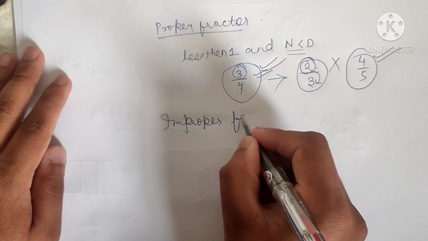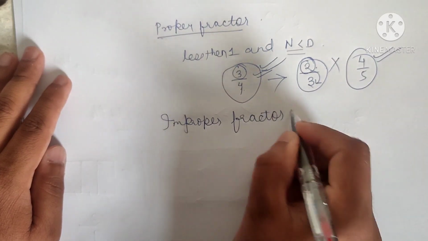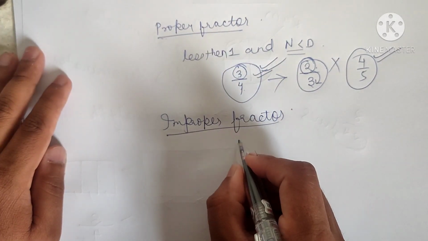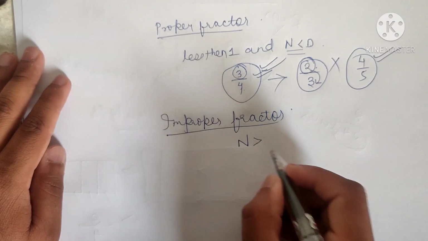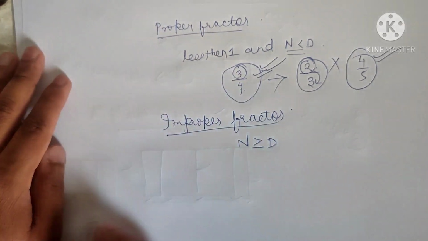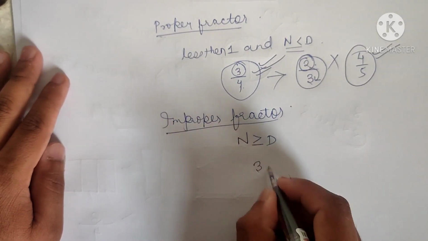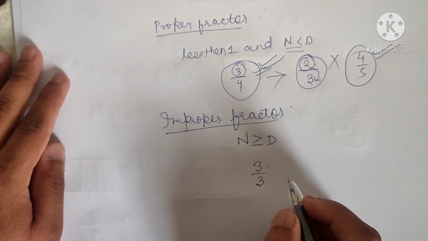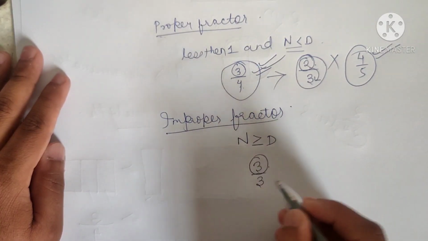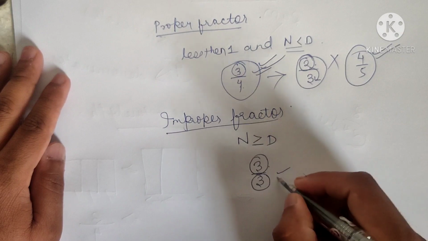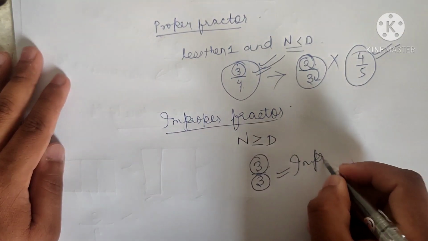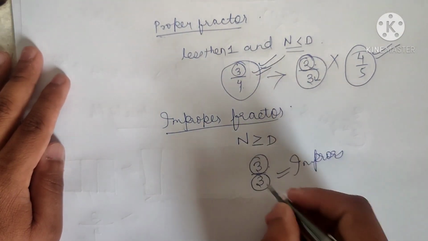Improper fraction means the numerator in the given fraction is either greater than or equal to the denominator. Suppose 3 by 3. You can say that this numerator is equal to the denominator. So is this an improper fraction? Yes, the numerator should be either greater than or equal to the denominator.